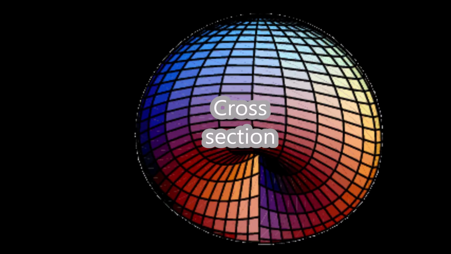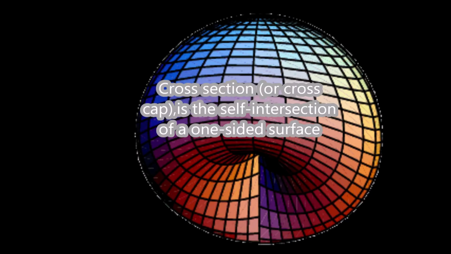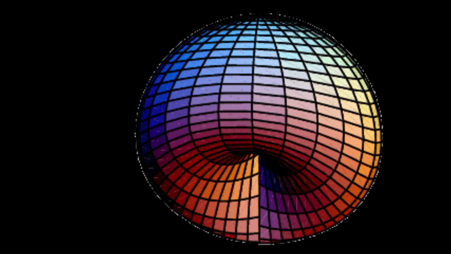Now let's get into the cross cap. The cross-section or cross cap is the self-intersection of a one-sided surface. The cross cap can be thought of as the object produced by puncturing a surface a single time, adding two zips around the puncture in the same direction, then distorting the hole so that the zips line up, requiring that the surface intersects itself, then zipping up. So that's basically what makes the creation of the cross cap, or cross-section.